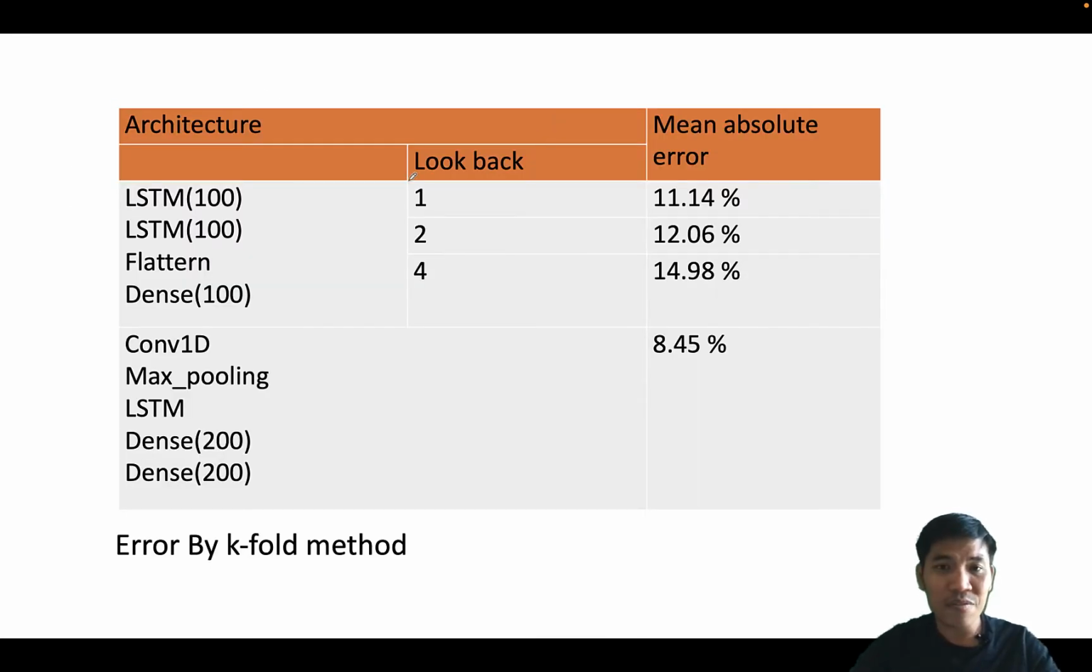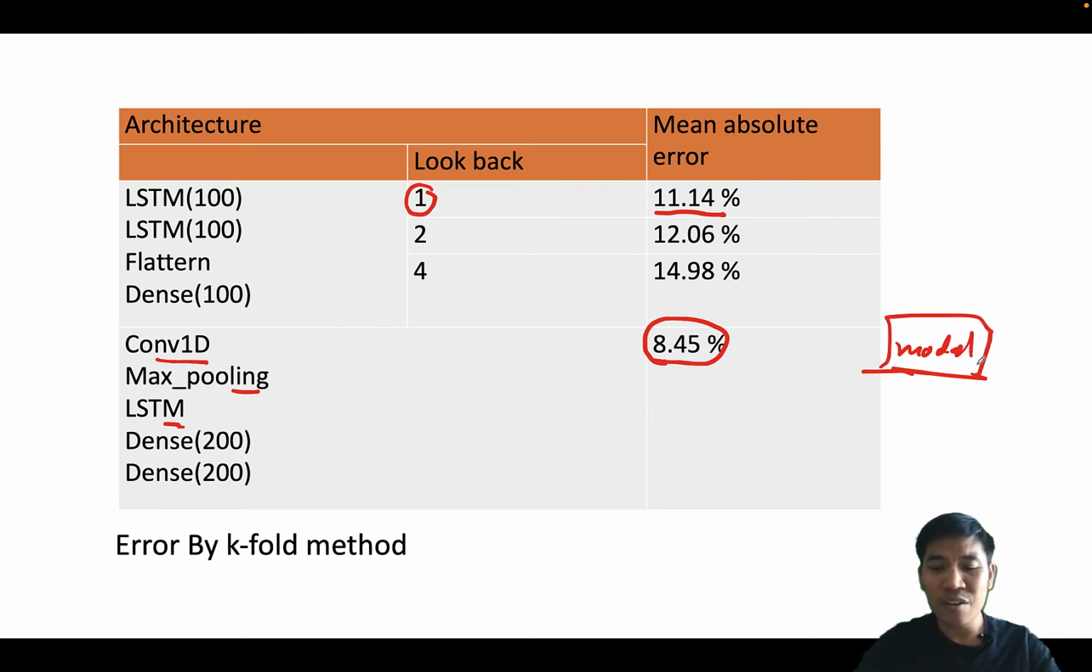So you can see that if I use the look back of 1, I get the mean absolute error of about 11.14. I think it's quite nice for me. If we get the error of only 11%, I think it's quite good compared to when I tried to use finite element. And also there is a new method. I use the so-called convolutional neural network with max pooling followed by LSTM. It can be found that the error can be reduced to 8.45%.